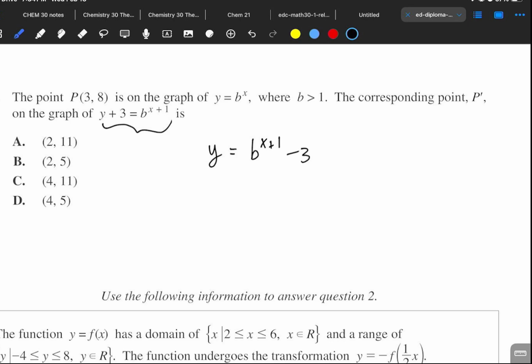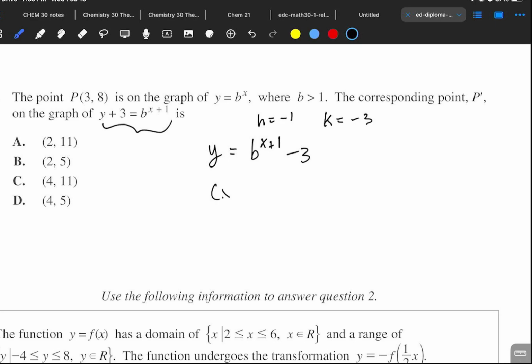So now you can see that from our original equation, there was no horizontal translation, but now there is a translation of x + 1, meaning our h value is going to be -1, since we're adding to x. And now our k value is going to be -3, since we subtracted 3 from both sides, so we're moving down 3 units.